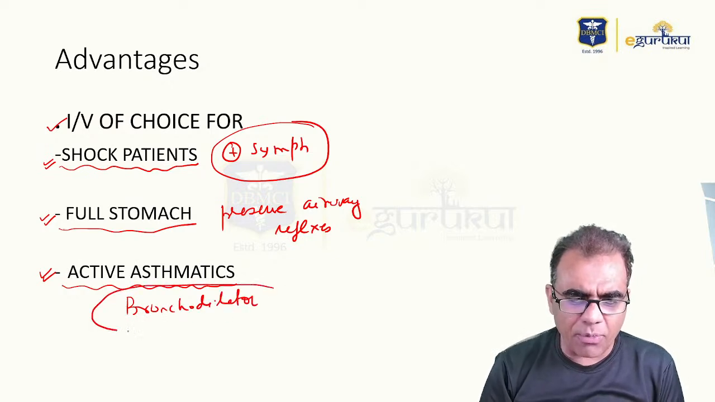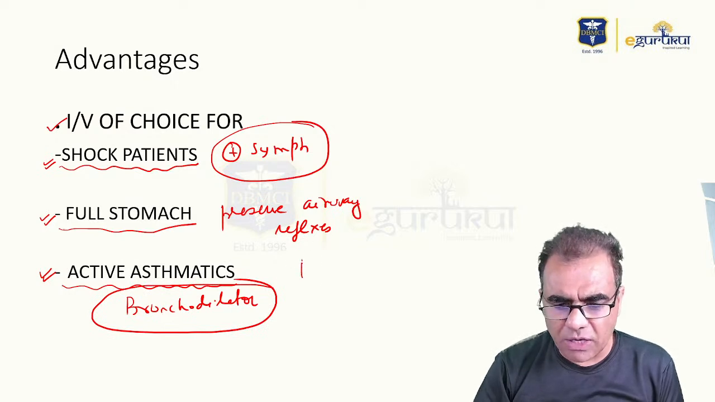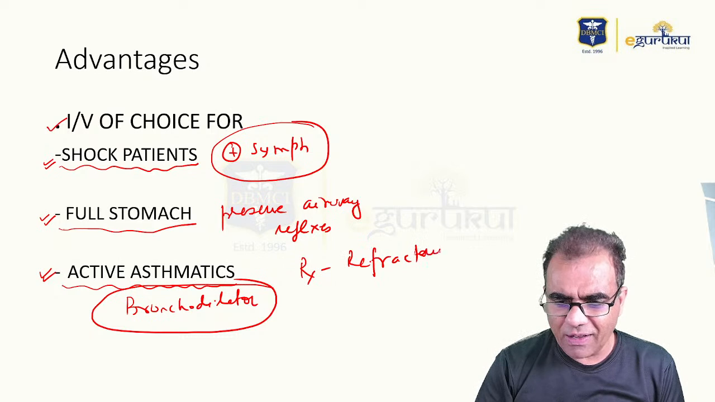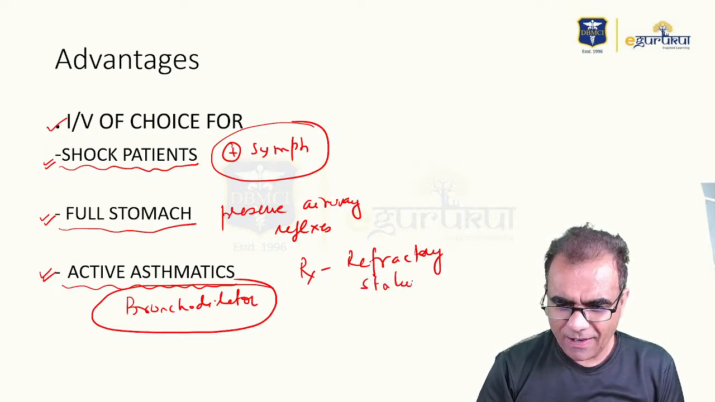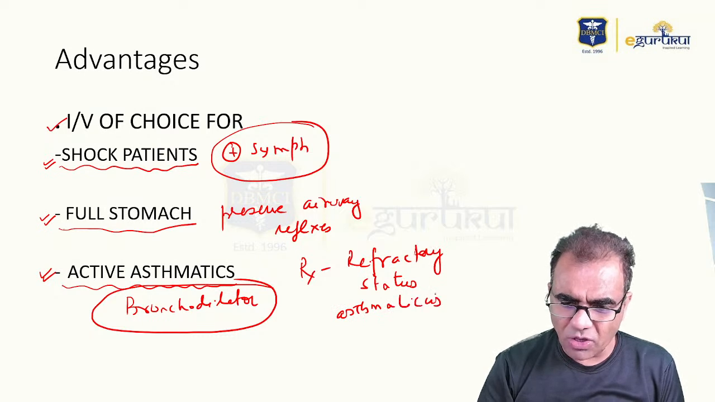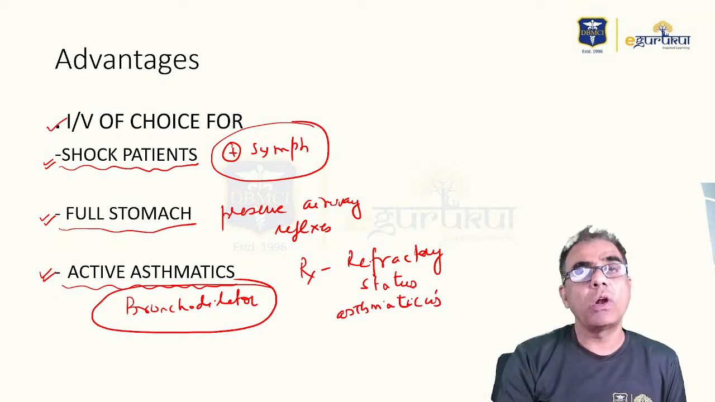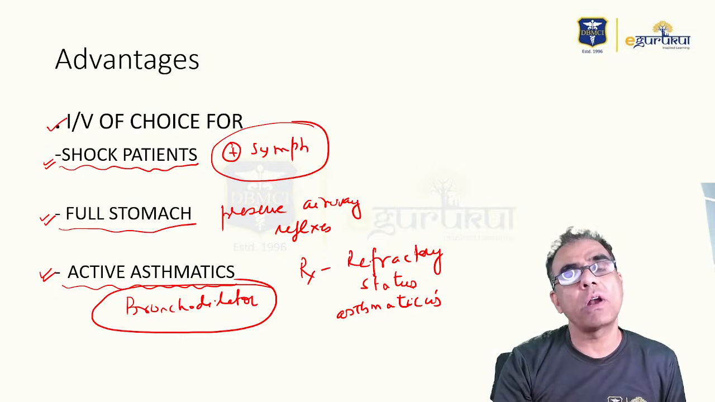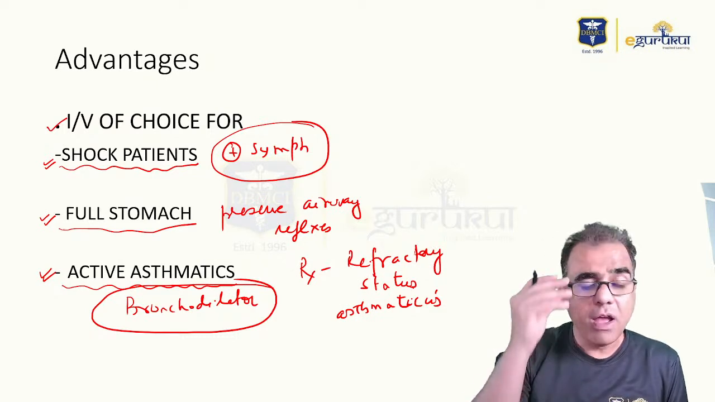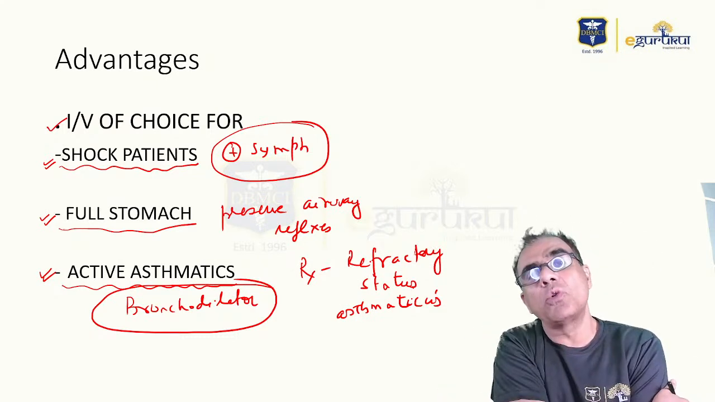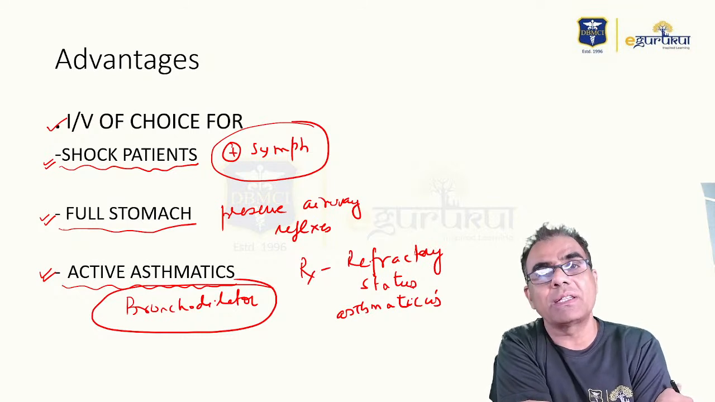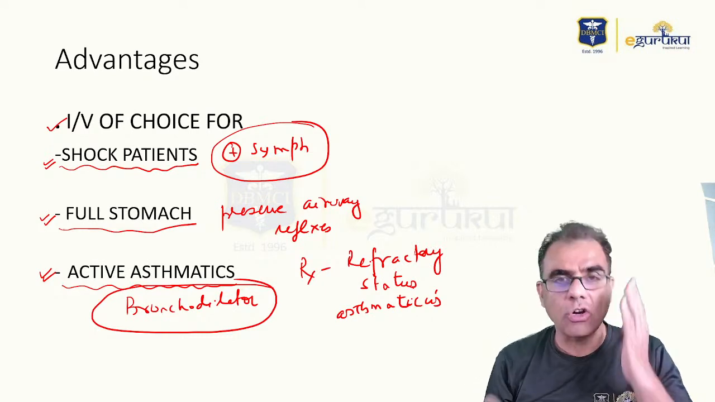It is such a potent bronchodilator. In fact, it can be used even for the treatment of refractory status asthmaticus. So if asthma is not responding to any drug, you can try ketamine. Such a potent bronchodilator, and we use ketamine very commonly for refractory status asthmaticus. Very strong bronchodilator.